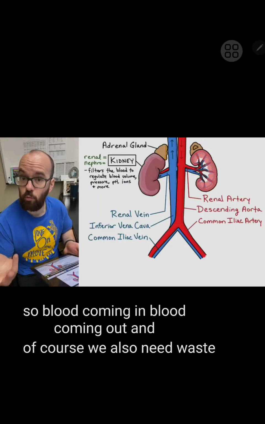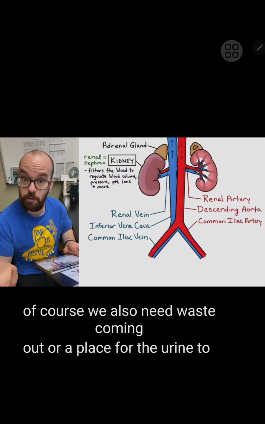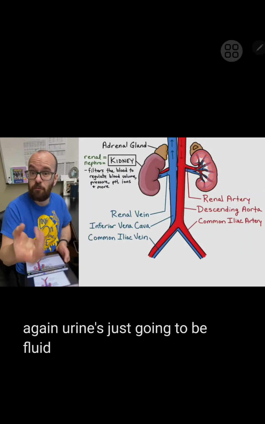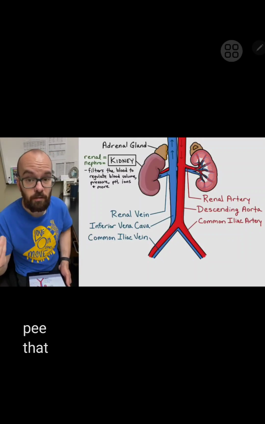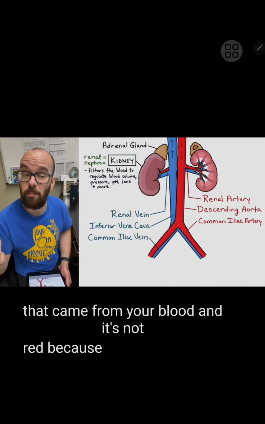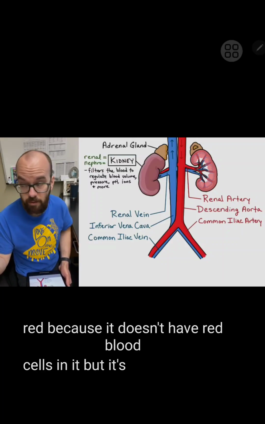And of course, we also need waste coming out, or a place for the urine to go. And again, urine's just going to be fluid and other waste that's filtered out of the bloodstream. So whenever you pee, that came from your blood. And it's not red because it doesn't have red blood cells in it, but it's fluid from your blood.